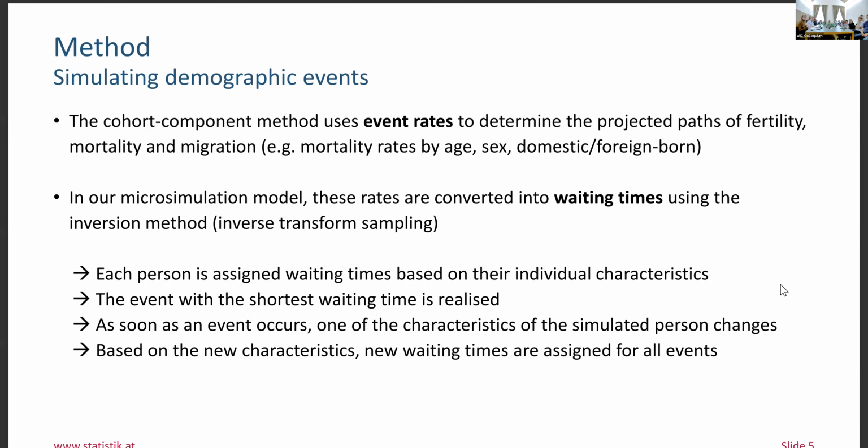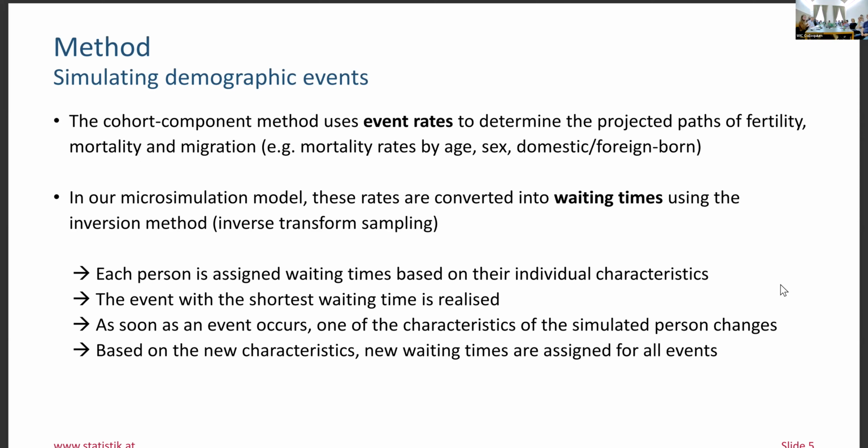In the cohort-component method, we would use event rates to determine the projected paths of the components of population change. So you might have mortality rates disaggregated by age, sex, or whether someone is born domestically or foreign, or you might have some regional variable, but you wouldn't have much more than a few variables to disaggregate these rates. And what we've done in our microsimulation model is that we're converting these event rates into waiting times using the inversion method. So each person in our population, based on their individual level characteristics, will be assigned waiting times for each of the events that we're modeling.